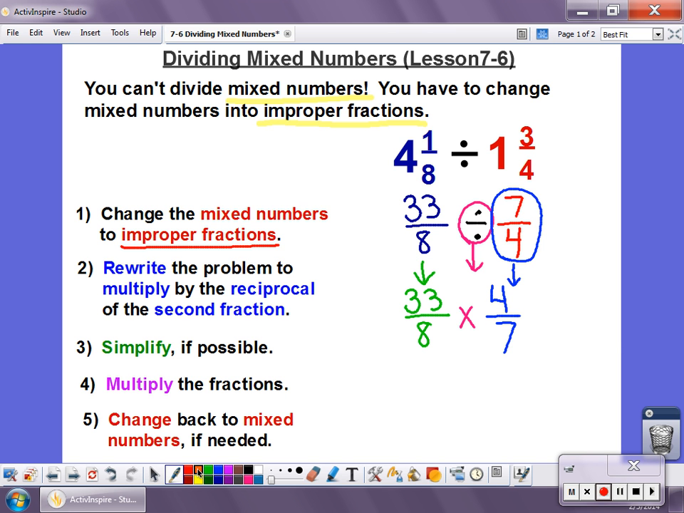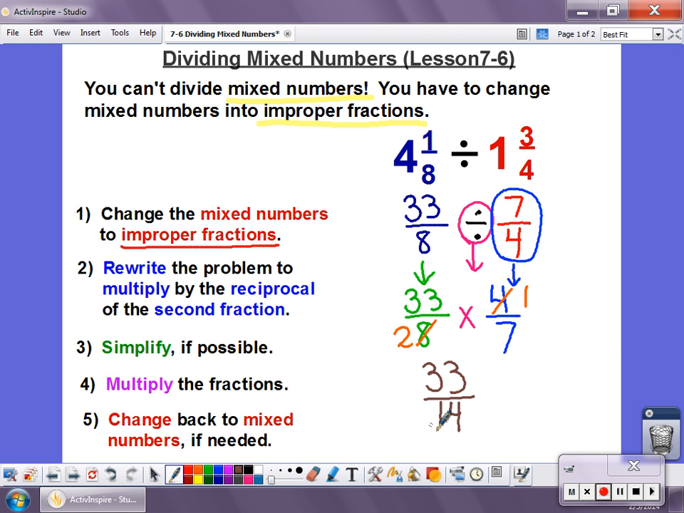Okay, now we're back to what we did when we multiplied. We're going to look at this and see, is there anything here I can simplify? I know that 4 and 8 have a common factor of 4. 4 divided by 4 is 1. 8 divided by 4 is 2. And that's it. I can't simplify 33 or 7. So my last step is to multiply. 33 times 1 is 33, and 2 times 7 is 14.